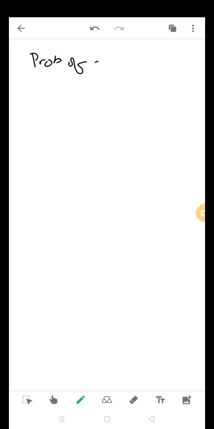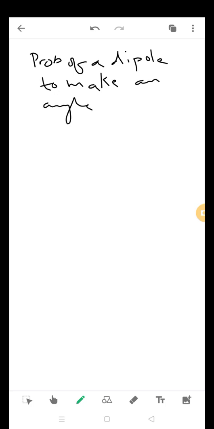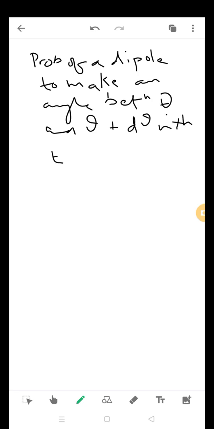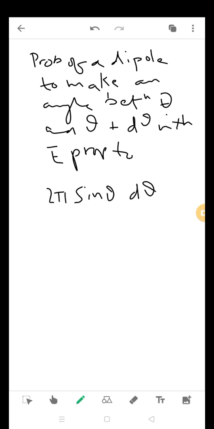Probability of a dipole to make an angle between theta and theta plus d theta is proportional to 2 pi sine theta d theta exponential mu E cos theta by kT.